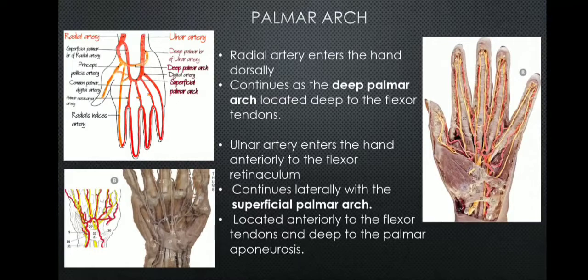runs medially, whereas it at first lies deep to the oblique head of the adductor pollicis muscle and then passes between both the heads, that is the transverse and the oblique head of the adductor pollicis muscle, to form the deep palmar arch. Hence it forms the deep palmar arch.